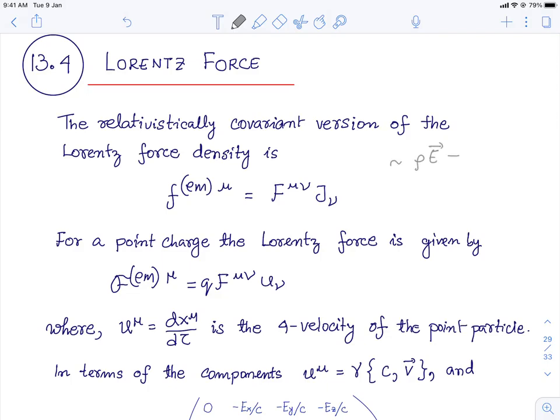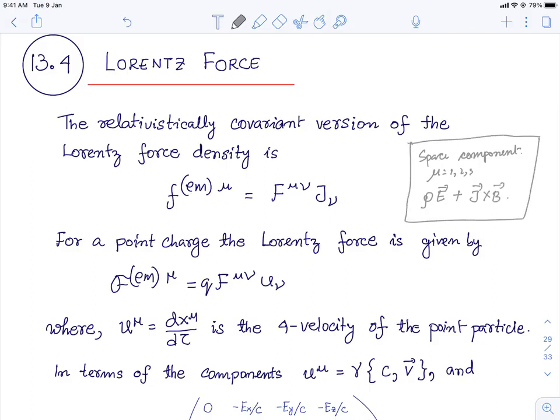So the time component of this, the space component, should come out to be... So the space component is mu equal to i, 1, 2, 3. So mu equal to i, that's the space component. That should come out to be proportional, up to factors, to rho times E plus J cross B, the current cross B. Please check if this is true.